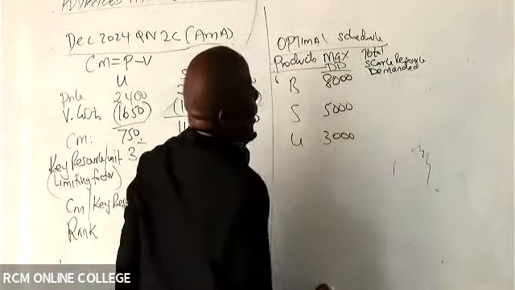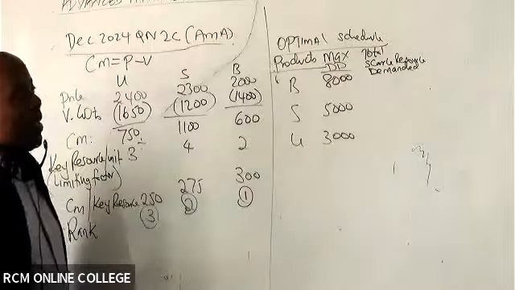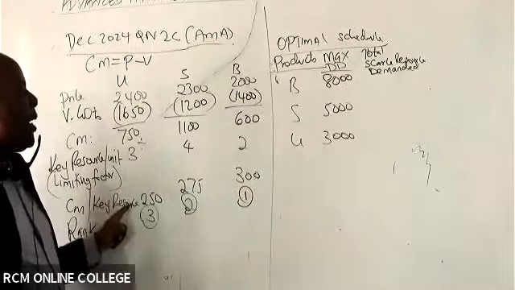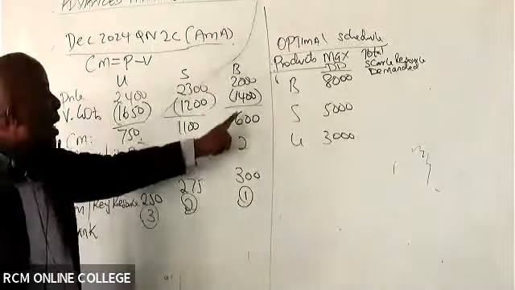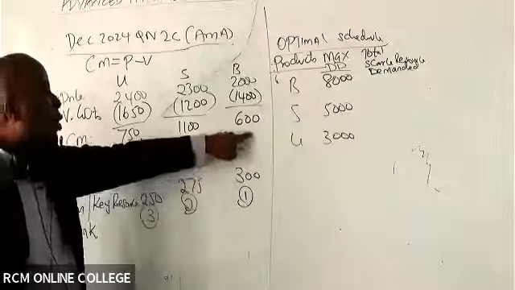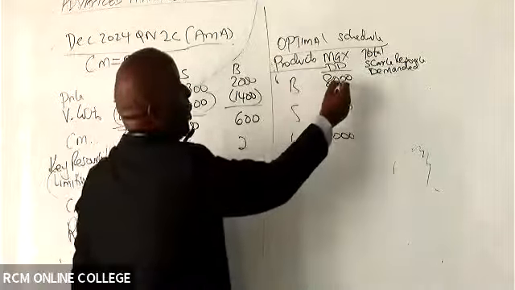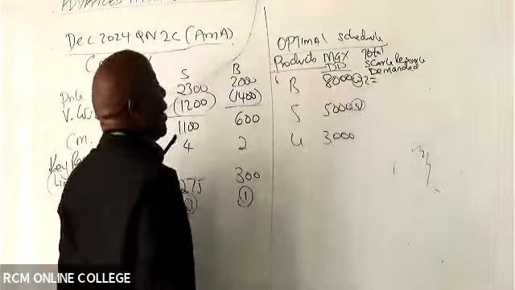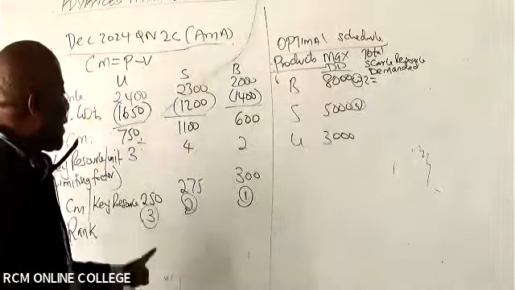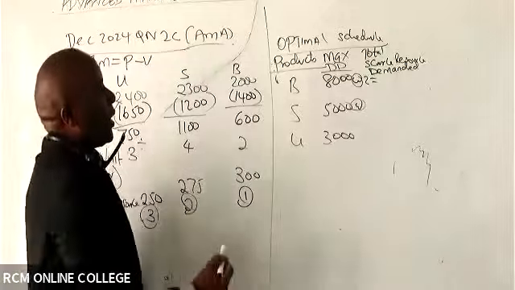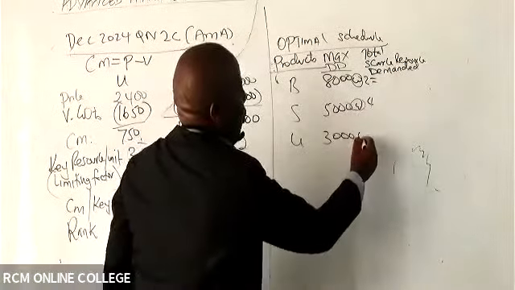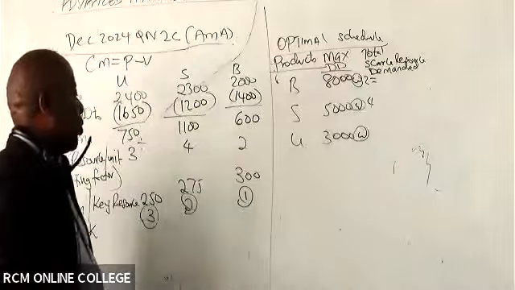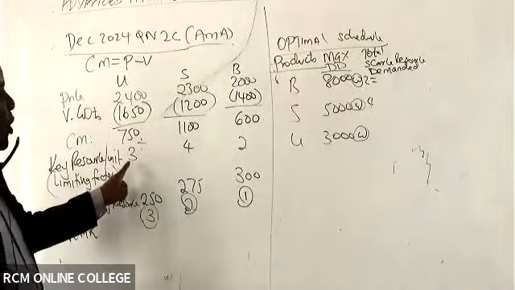Total scarce resources demanded. And these scarce resources were labor. We know if it is B, labor hours for B are 2. This is S. S in this case here, labor hours are 4. And then we have U, the labor hours for U, they are 3.